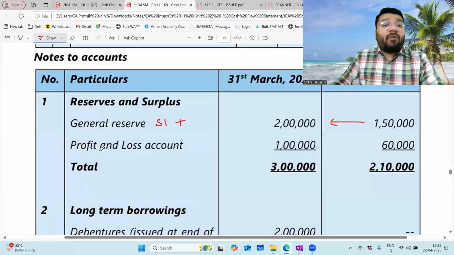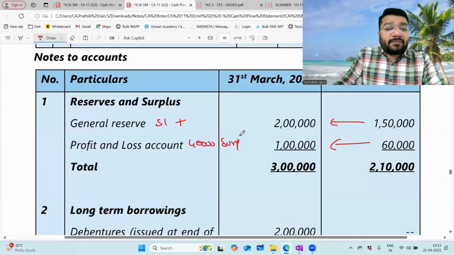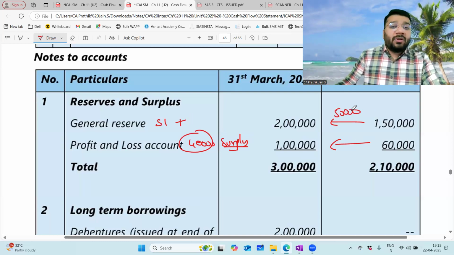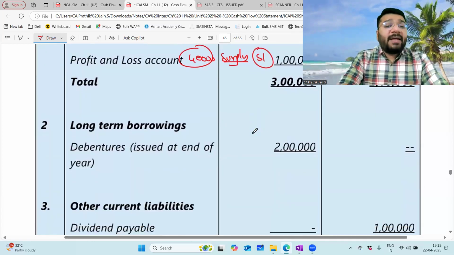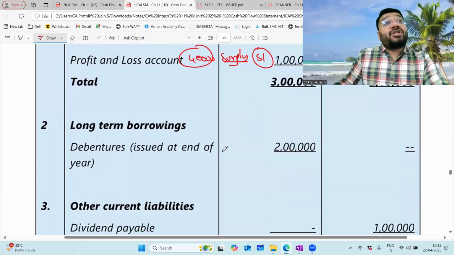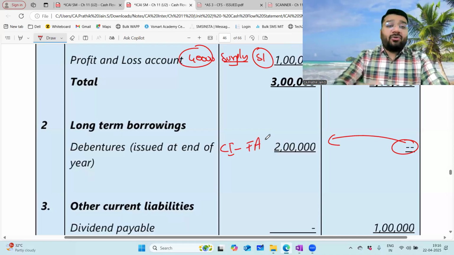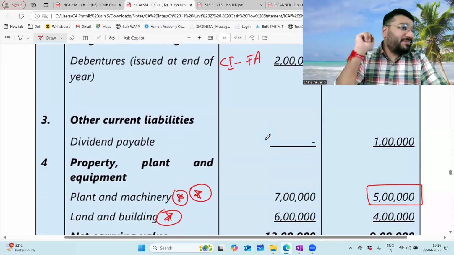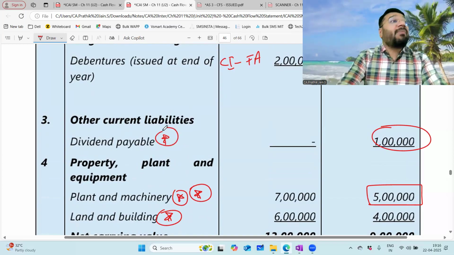Okay. Profit and loss account balance: previous year 60,000, current year 1 lakh. So this is current year surplus; 40,000 is your current year surplus. With this 40,000 only, the 50,000 difference needs to be added. Any problem? No, sir. So this also is segment 1? Yes, sir. Okay. Long-term borrowing: debenture issued at the end of the year. From 0, it is 2 lakh. So it is a cash inflow of financing activity. Okay. Dividend payable: same treatment as we did in the 7th question; instead of 1,000, it is 1 lakh. So I'm putting a star mark here. We have to open the dividend payable account.